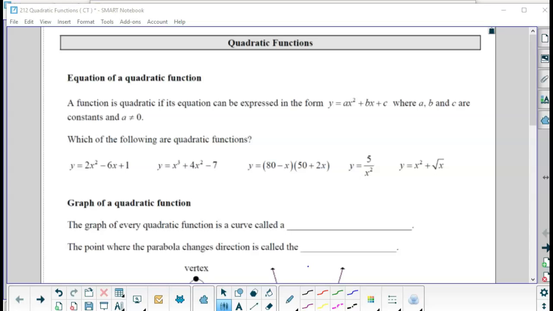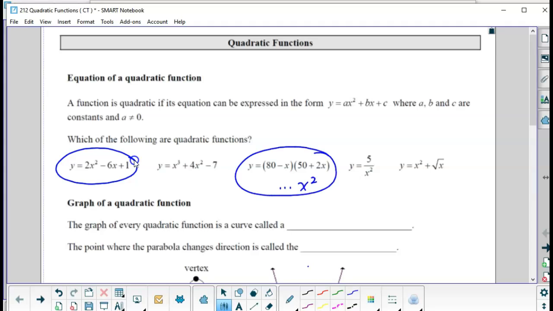So let's look at this. That's degree 2. This is degree 3, so nope. This, what is it if we expand that out? Well, those are two binomials with x, so that would end up having an x squared term. This is 5 over x squared, so really that's 5x to the negative 2. So that's not a polynomial function, that's a rational function. So that's not. Here, this is x squared.